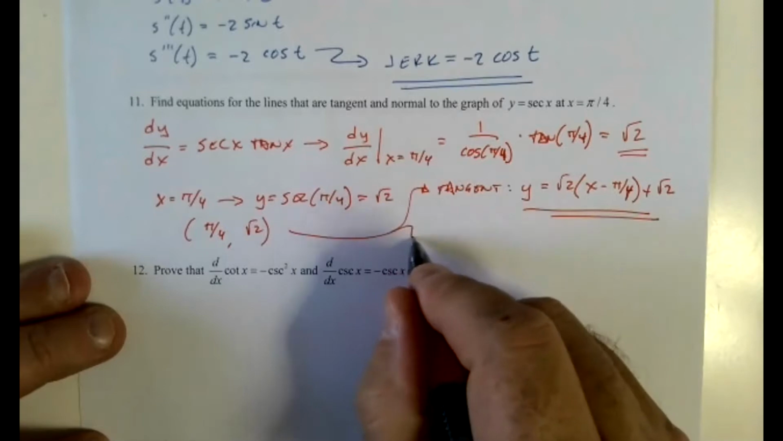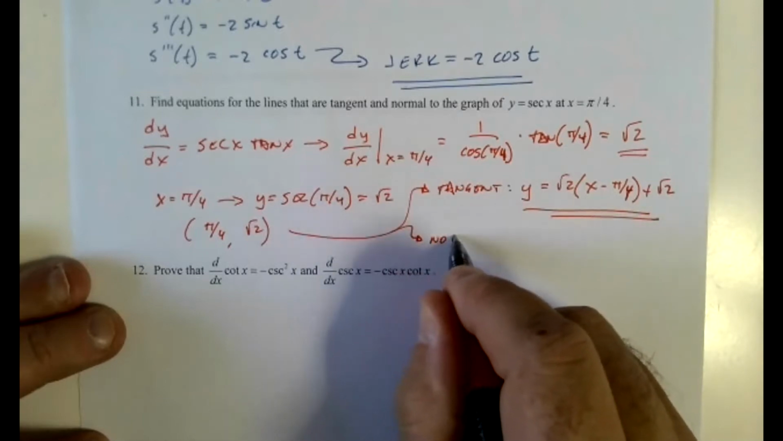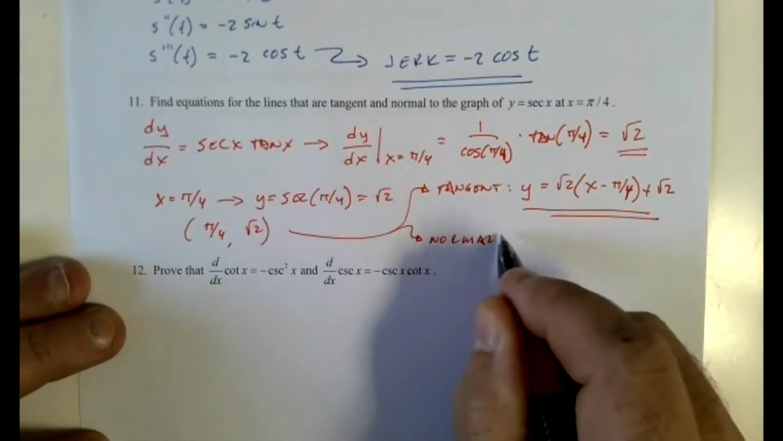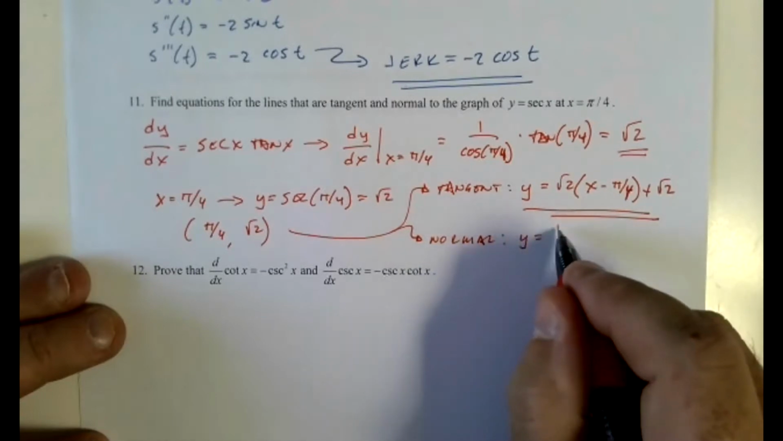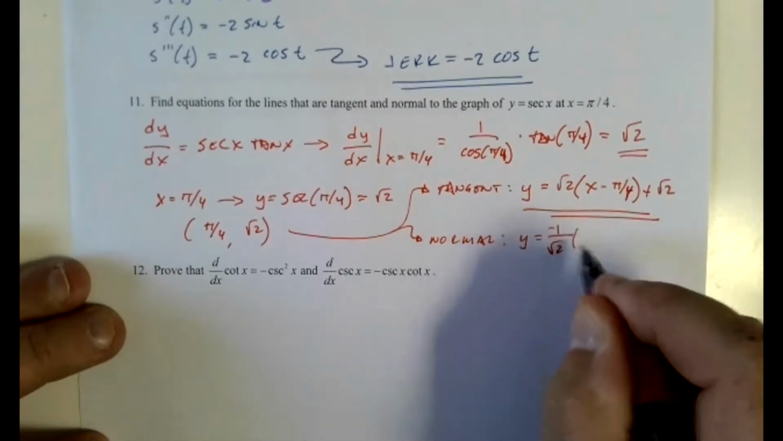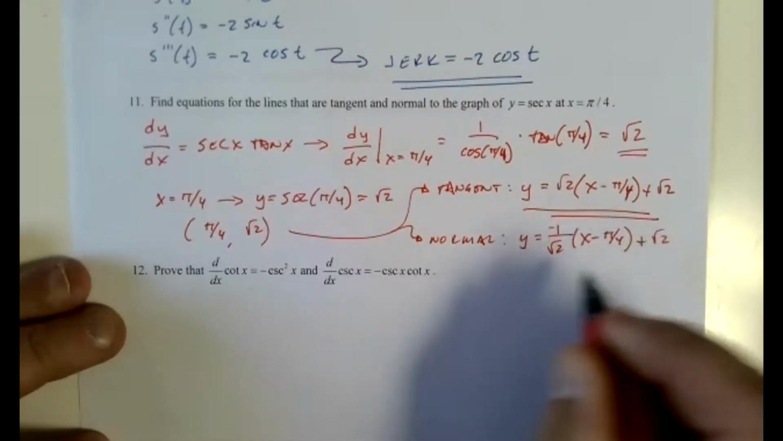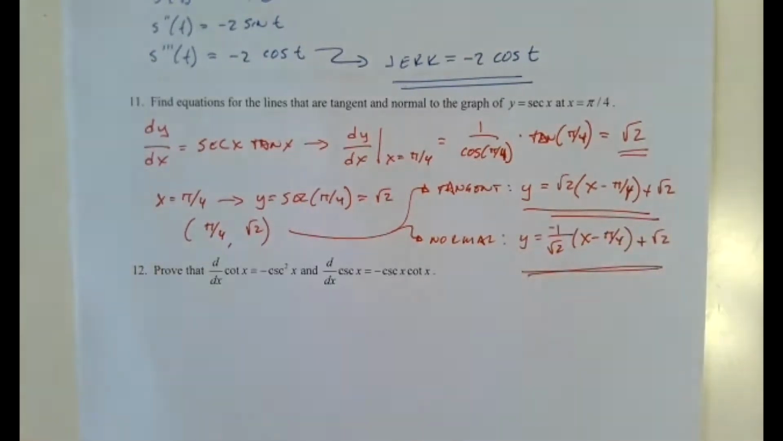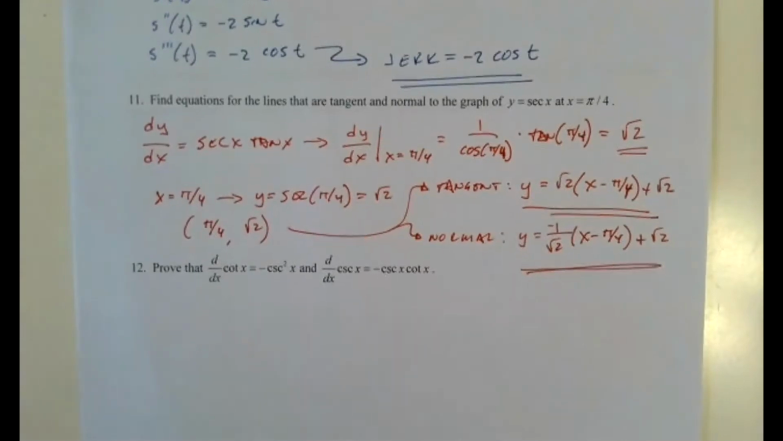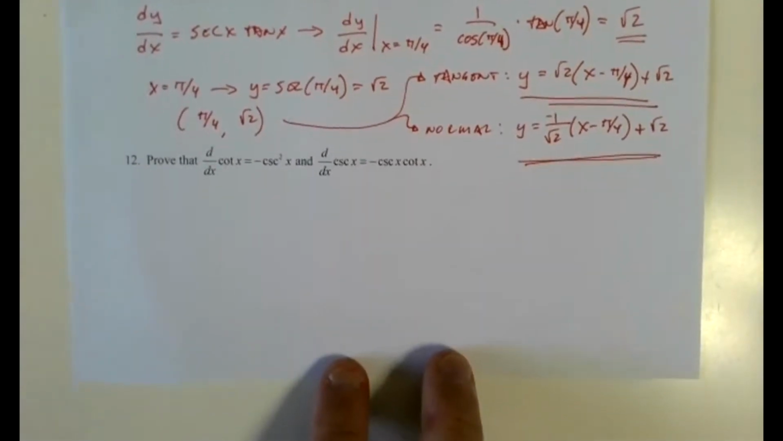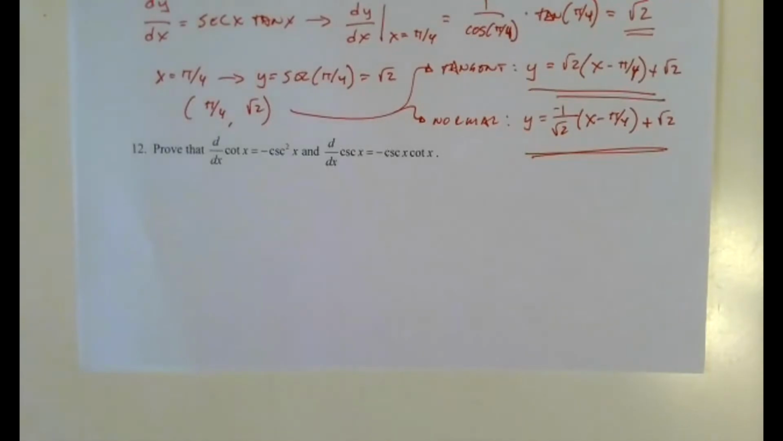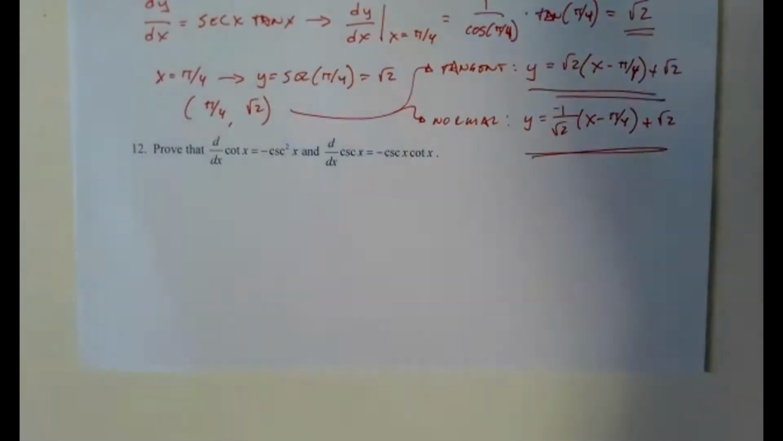Normal. Y equals 1 over negative 1 over root 2 times x minus pi over 4 plus root 2. I did not rationalize it. I didn't see the need. Prove that derivative of this is that, and rid of that is this.